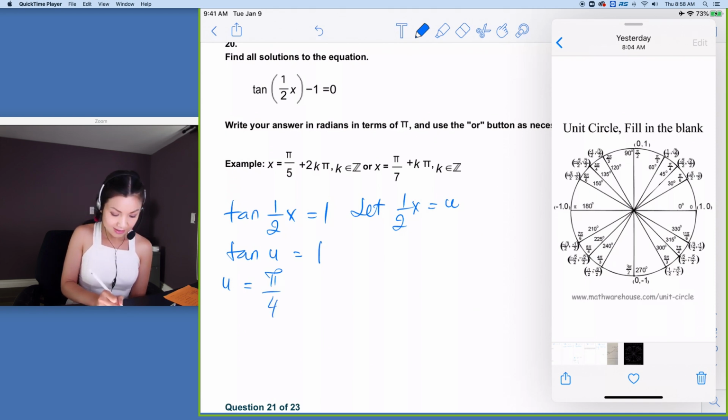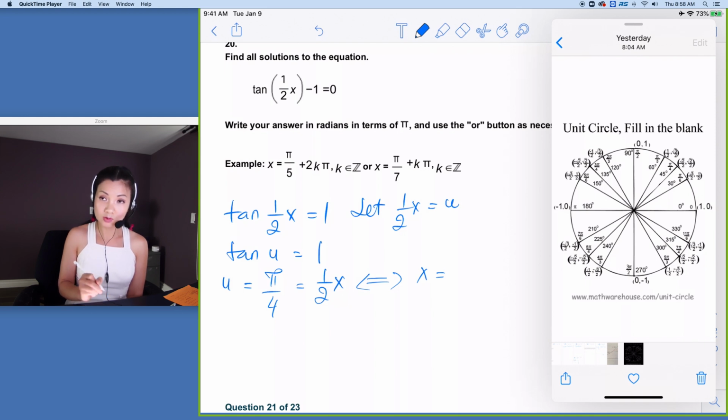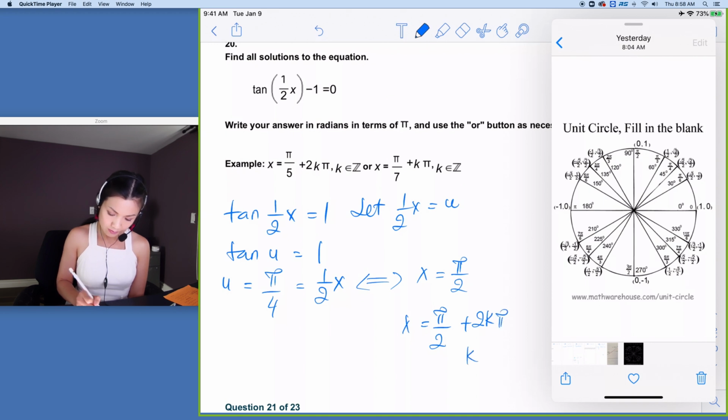But this is 1/2 of x. So solving for x, I have to multiply it over. So x is going to be pi over 2. Okay. Now, don't forget we're going to have to include everything. We're going to have to include the coterminal, so 2k pi.